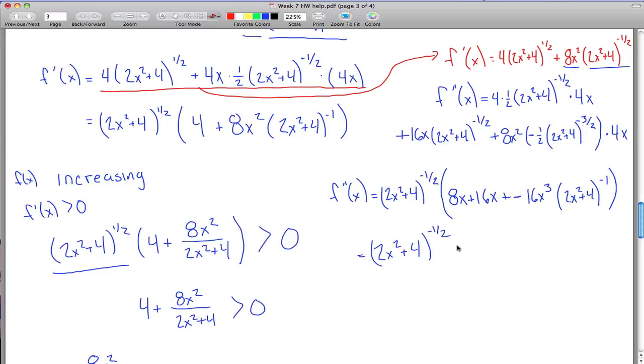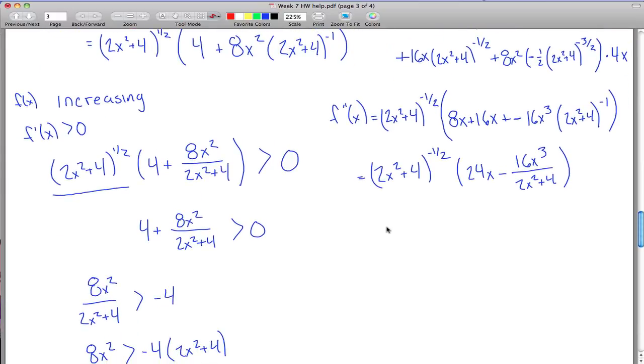8x plus 16x is 24x, plus a negative is really stupid looking, so we'll just make that minus 16x³ divided by 2x² + 4. So this right here is our second derivative. I think this will be a lot easier to work with.